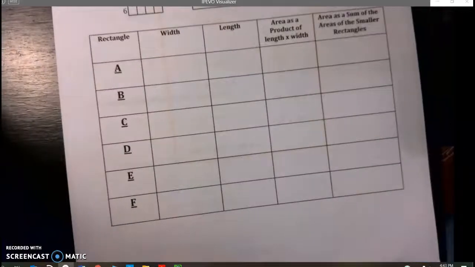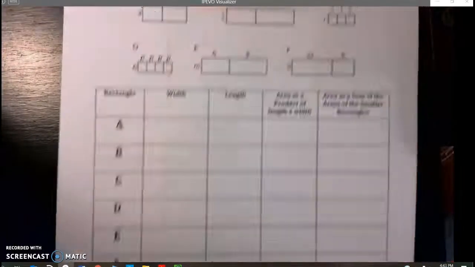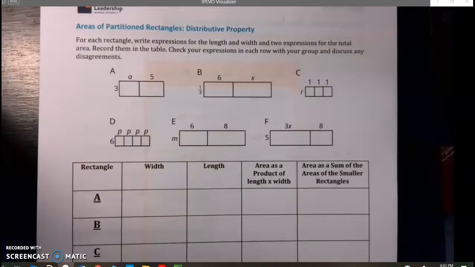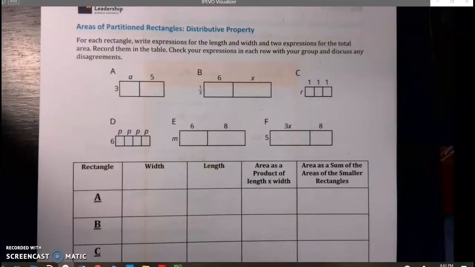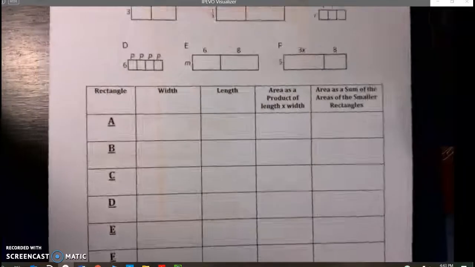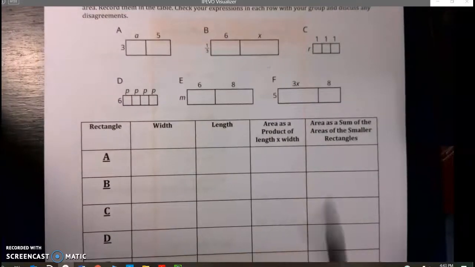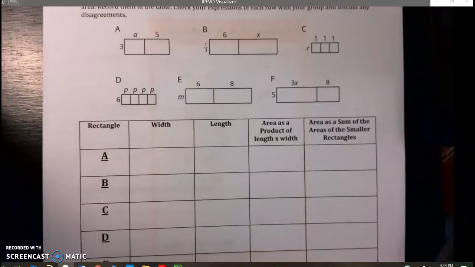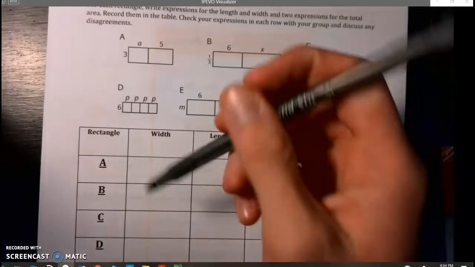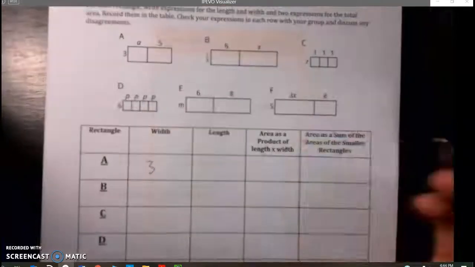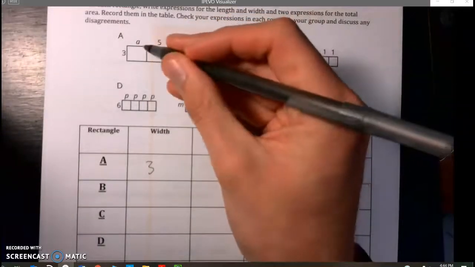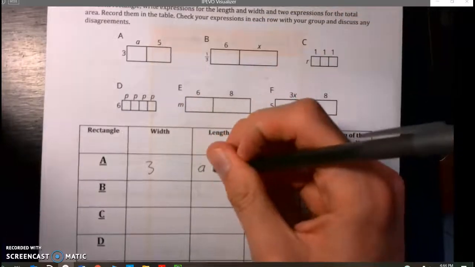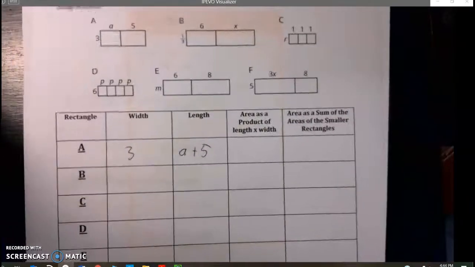All right, and now to the next page. So here we have a series of rectangles, A, B, C, D, E, and F. So the table has those labeled, and now you need to find the width and length of each of them, and then we need to write the areas down. So let's start by just doing A together. So we'll say the width is 3, and the length is A, and it's 5. So we can just write A plus 5.